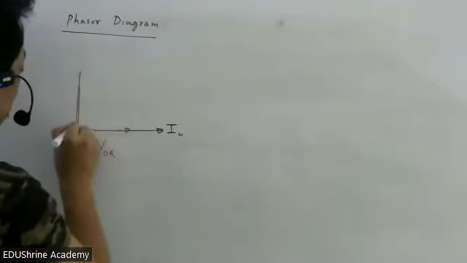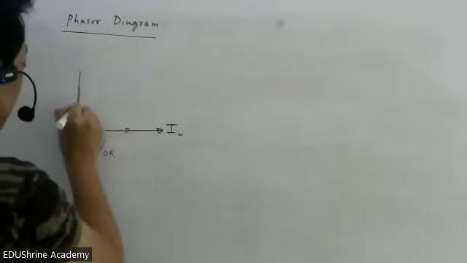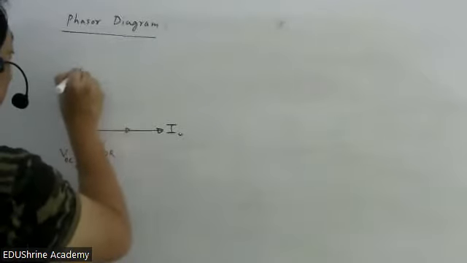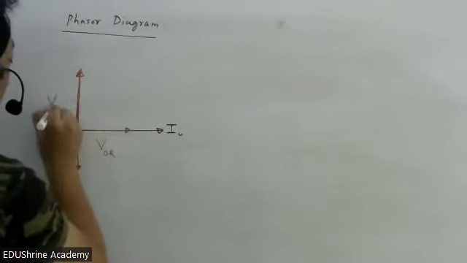Please draw straight, okay? I'm not able to draw straight. I don't know what happened. So this arrow is my V naught L.